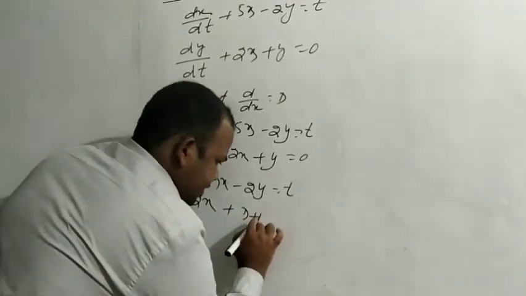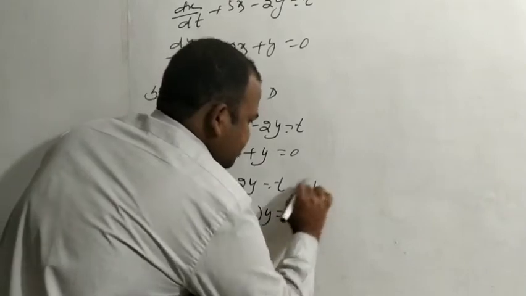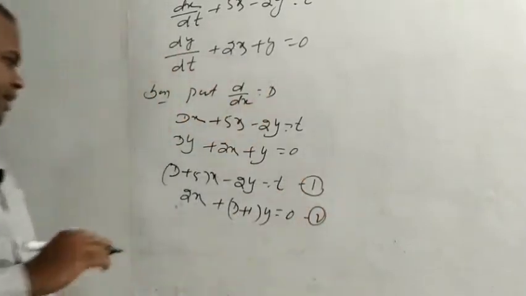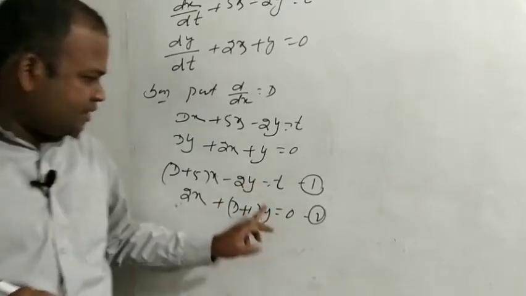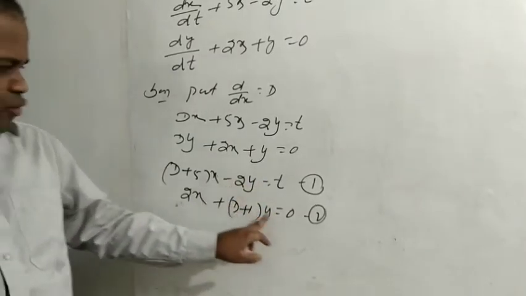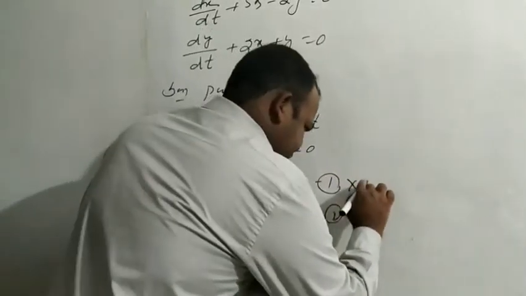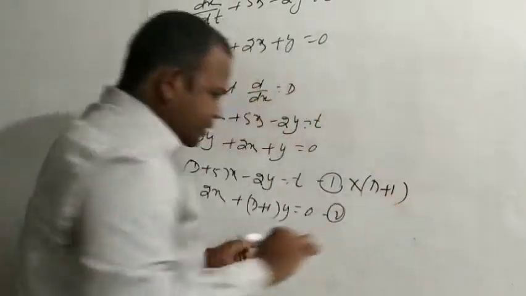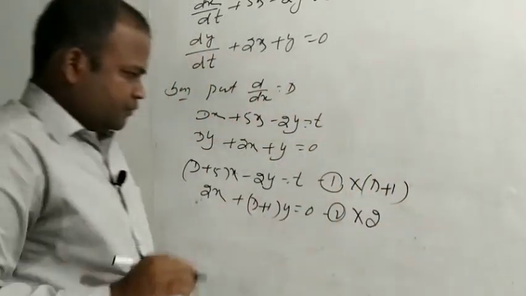This is (D+1)y = 0. Now this is equation number 1, and this is equation number 2. You will solve for x, which means you will eliminate y. What is the coefficient of y in equation 1? Minus 2. What is the coefficient of y in equation 2? D plus 1. So multiply equation 1 by (D+1), and multiply equation 2 by 2.